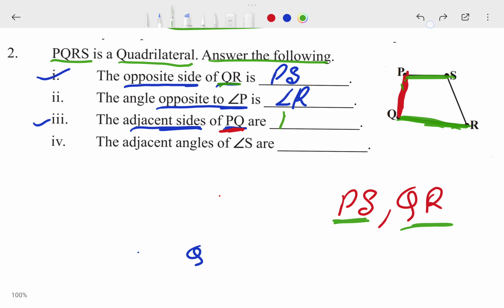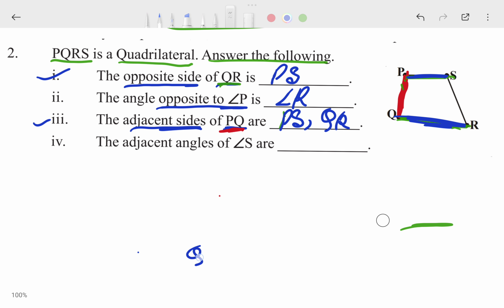Okay, I will write with a blue pen. So write like this: P and S. This is the one line which is intersecting, the one adjacent. Another, Q and R, is intersecting. That is our other adjacent. So this is Q and R. Okay, this question is over.